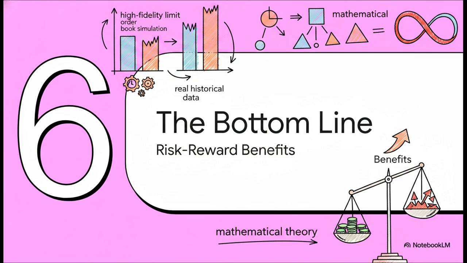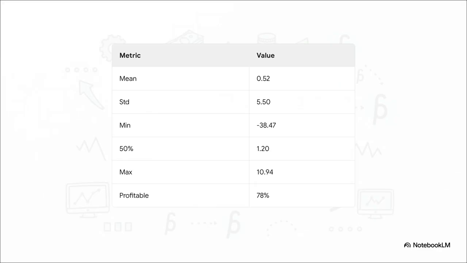Section 6. The bottom line. The elegant math theory is great, but let's talk real risk-reward in a high-fidelity limit order book simulation. The data absolutely validates the playbook. When researchers tested this on the JP Morgan ticker using real historical data over hundreds of one-hour episodes, the tuned policy crushed it. It achieved a mean return of 0.52 and stayed profitable a massive 78% of the time.